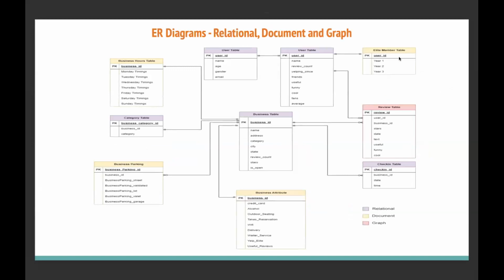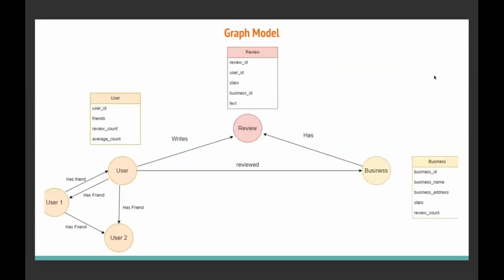This is the ER diagram for our combined model, which is including relational, document, and graph. As you can see, there are some interdependencies between all of these three. And this is our graph model where we are displaying the user and business relationships with the help of the reviews. Since users leave a review on a business, we are trying to model this relationship with our graph model, which we have done in the Azure Cosmos DB with the Gremlin API. I'm passing over to Ashish, who will be explaining our implementation process.